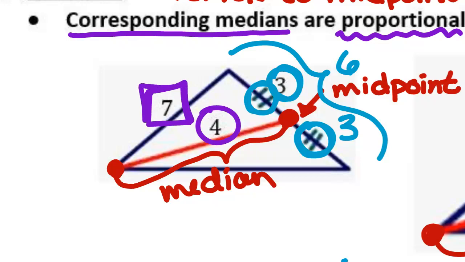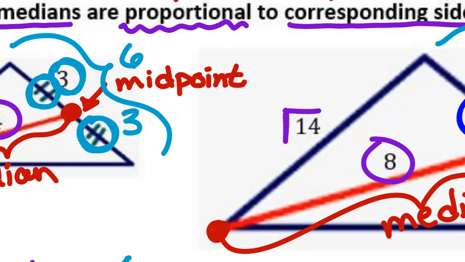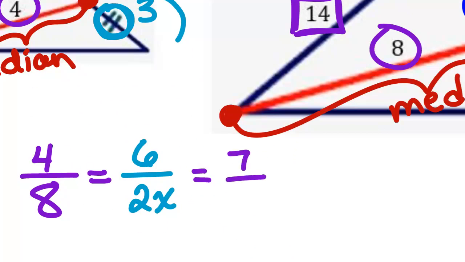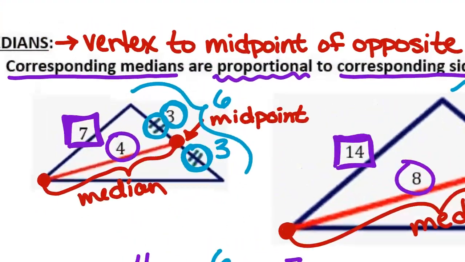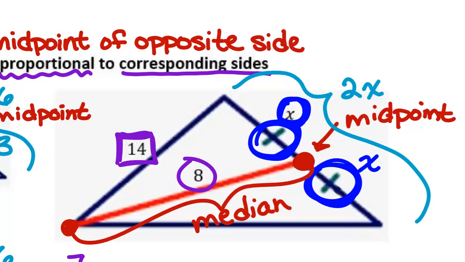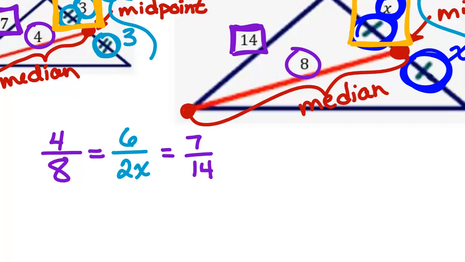Or we could look at this pair of corresponding sides, 7 and 14. Or, I don't have to look at this entire side because the two pieces of this side are the same size because I'm hitting the midpoint. I can look at just one part of each of these. So that would also be equal to 3/x.